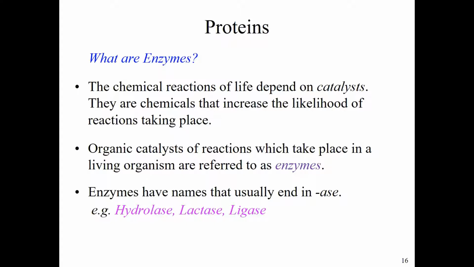Now let's look at a special class of proteins known as the enzymes. Enzymes are catalysts. What do catalysts do? They increase the likelihood of chemical reactions taking place in the body. Enzymes speed up the rate of reaction. So organic catalysts of reactions which take place in the living organism are known as enzymes. Enzymes usually have names ending in ASE. For example, hydrolase is an enzyme, lactase, ligase, these are all enzymes.